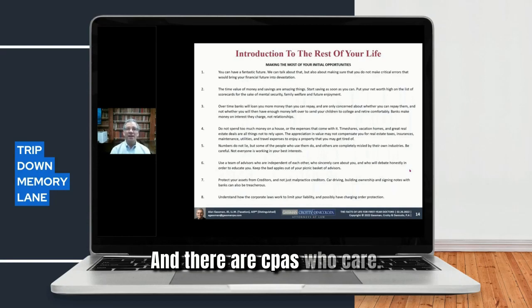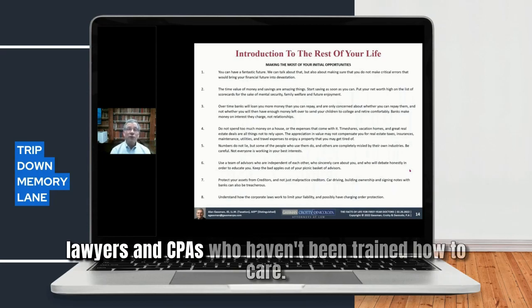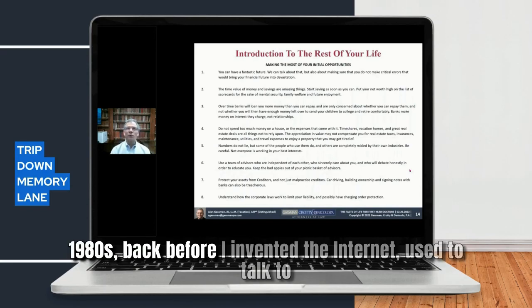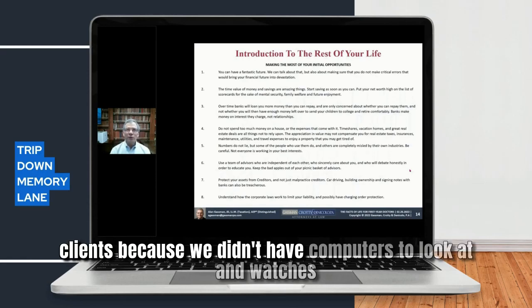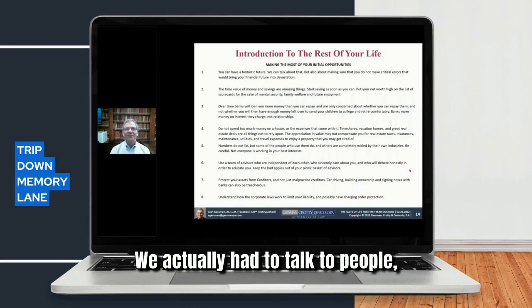And there are CPAs who care. There are lawyers who care. And then there's a lot of lawyers and CPAs who haven't been trained how to care. We used to get mentored when we got hired in the 1980s, back before I invented the internet. We used to talk to clients because we didn't have computers to look at and watches to look at and phones to look at. We actually had to talk to people, and then we cared about them.